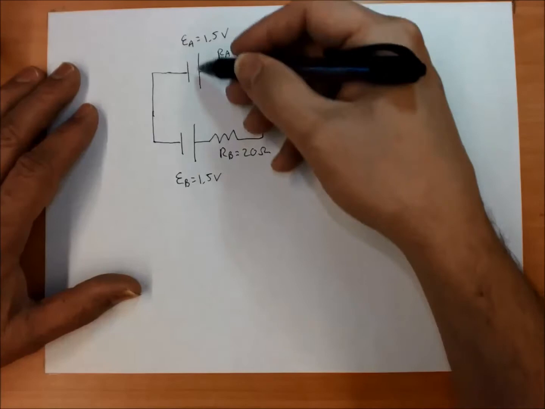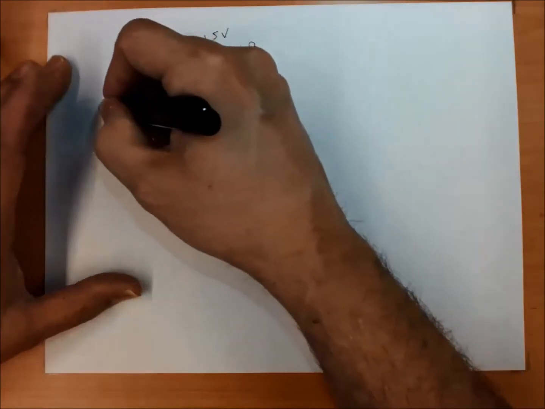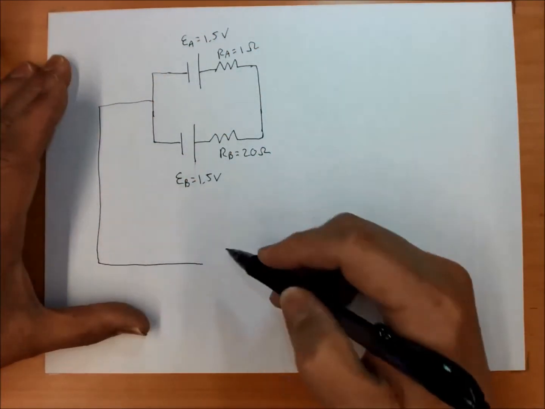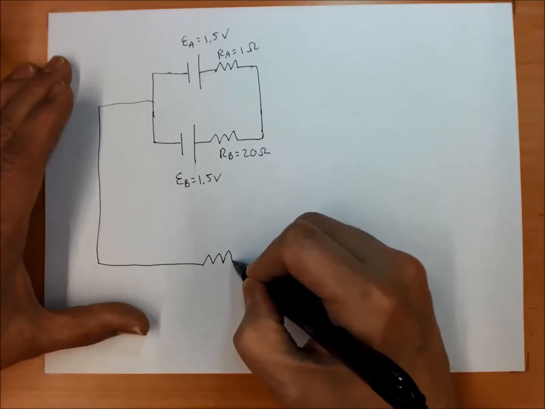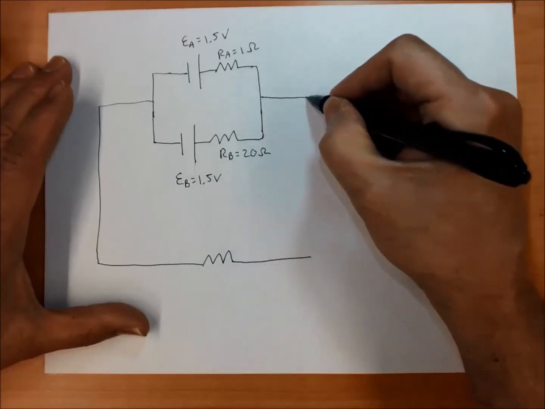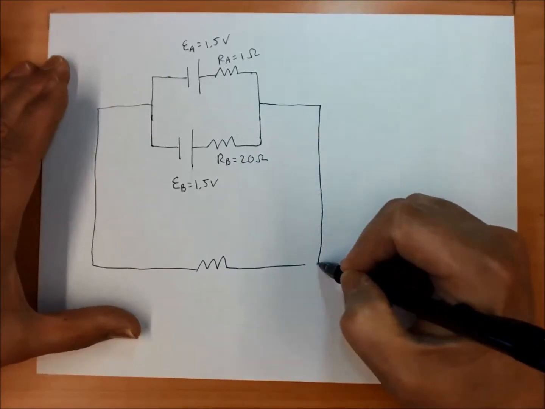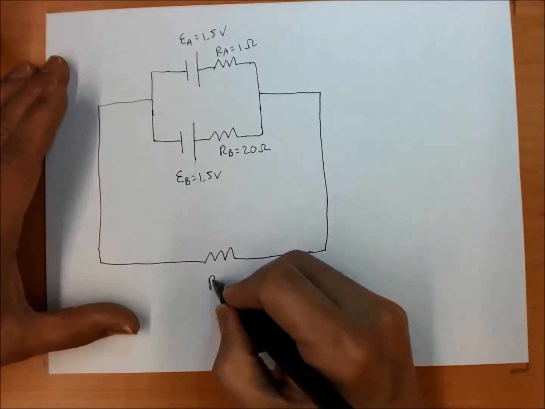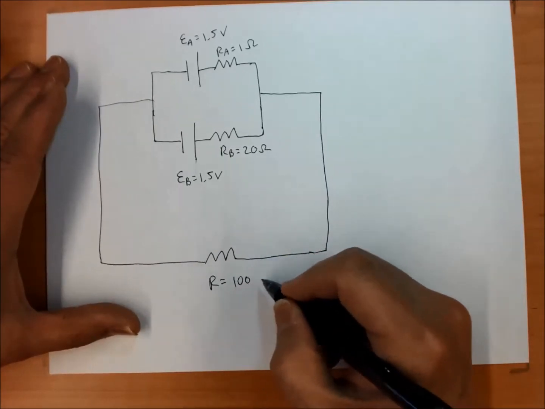So we've got two batteries in parallel, and they're both hooked up to some external resistance R, like that, and R is equal to 100 ohms as before.